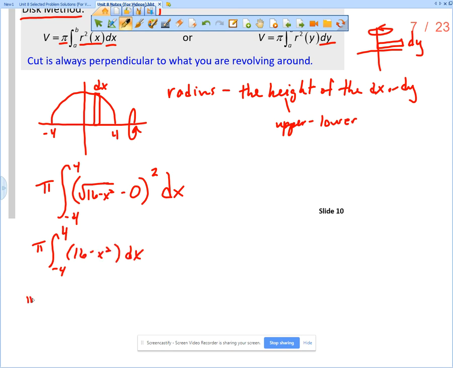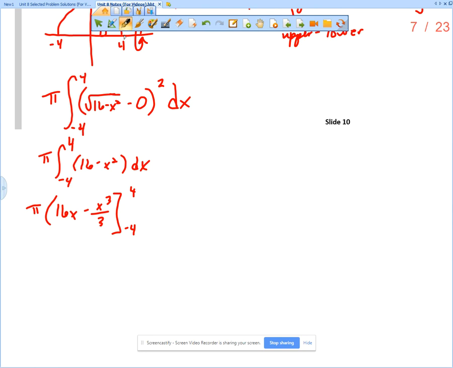So now we integrate, and I put the pi in front. 16x minus x cubed over 3, and then we're going to evaluate from -4 to 4. So relatively simple. I know the numbers here turn out to be slightly annoying, but that's fine. So I've got pi times the whole thing: 16 times 4 minus 4 cubed over 3, all of that minus 16 times -4 minus -4 cubed over 3.